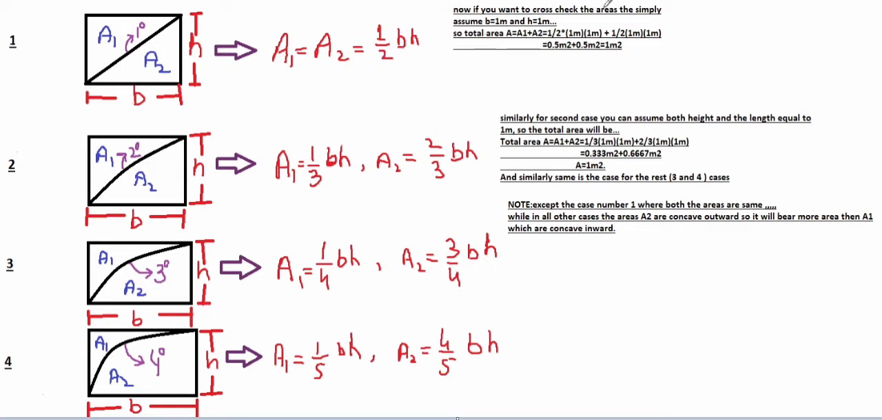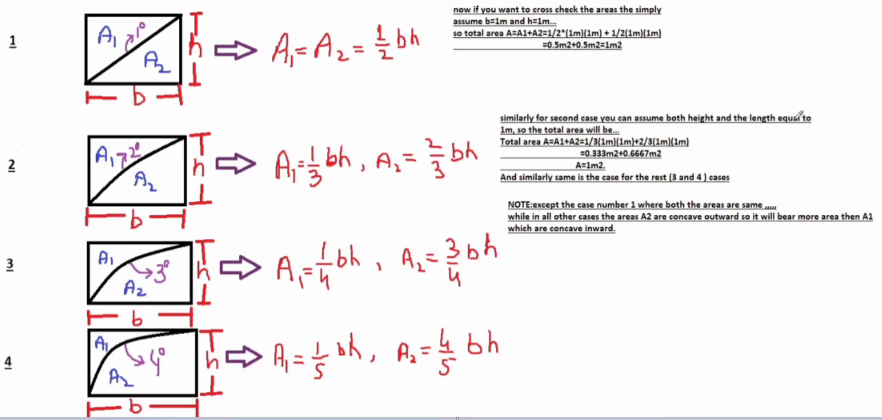Now if you want to cross check the areas, simply assume B is equal to 1 meter and H is equal to 1 meter. So total area becomes A1 plus A2, which is equal to half of 1 meter into 1 meter plus half of 1 meter into 1 meter, as we have assumed that B is equal to 1 meter and H is equal to 1 meter. We have taken this triangle plus this triangle, which is equal to 0.5 meter square plus 0.5 meter square, which is equal to 1 meter square.